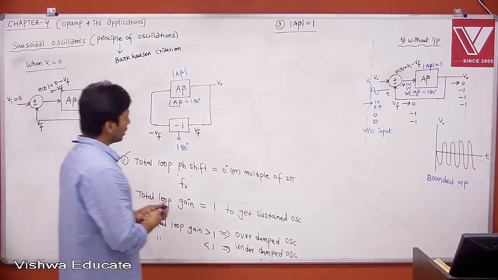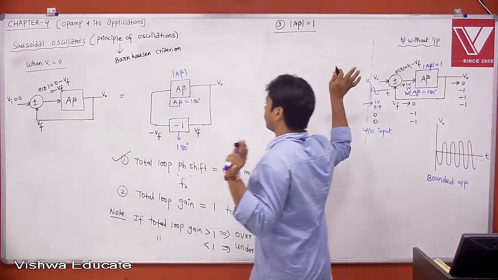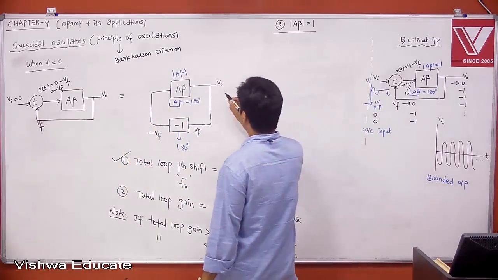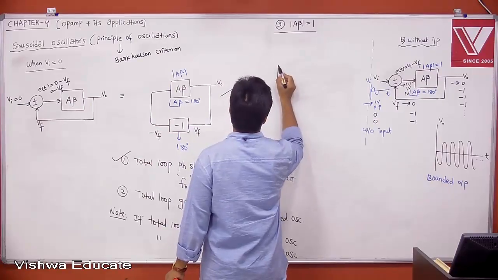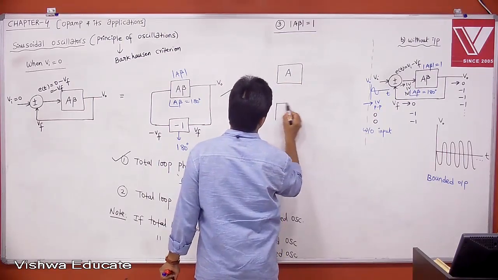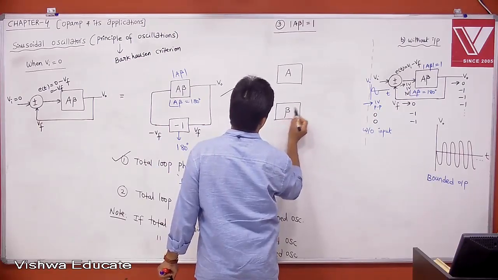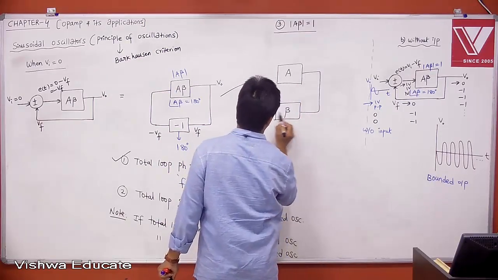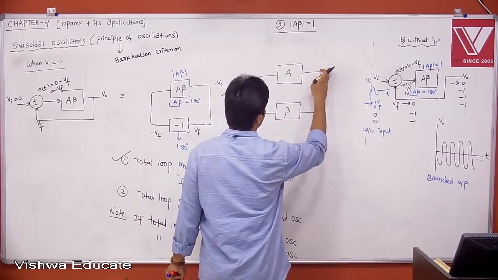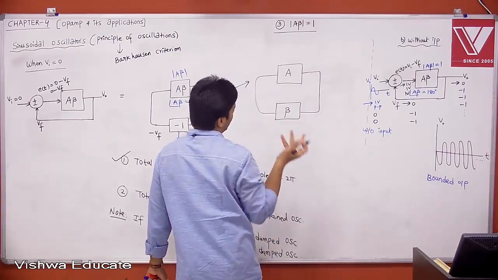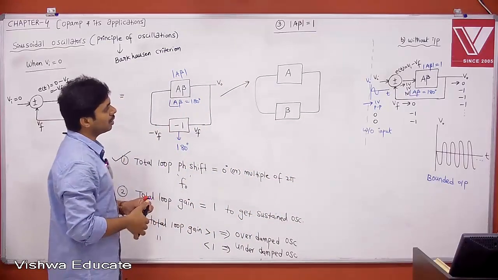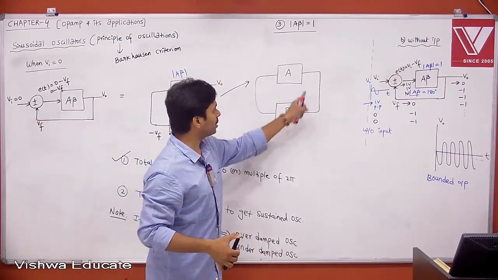Now, whatever may be the system without input, if I convert this into, let us say, this is my open loop gain A, and this is my beta network. Output is sampled and then fed back, and this is the input. Whether I get oscillations here doesn't matter for me. Then tell me, in this scenario, what is your loop gain? Loop gain is A beta.